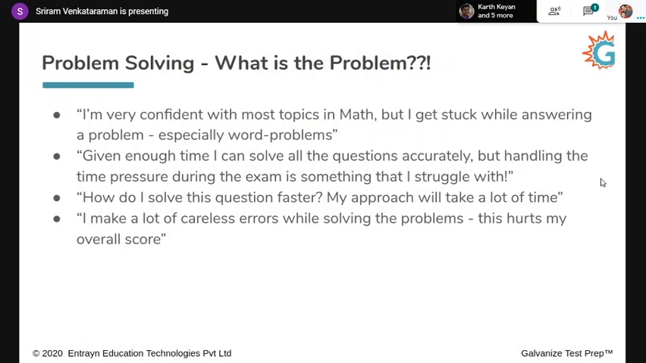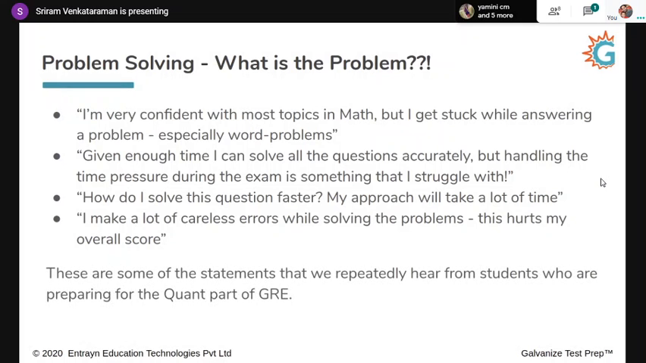Given enough time, I can solve all the questions accurately, but handling the time pressure during the exam is something that I struggle with. A lot of people ask me, how do I solve this question faster? Another huge category is the careless errors that people make while solving problems. So, do you relate to some of these? Are these things that you would have felt at any point whenever you try to prepare for any exam, not just for the GRE? Does this resonate with you guys?